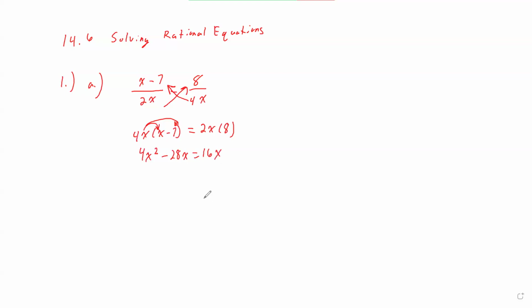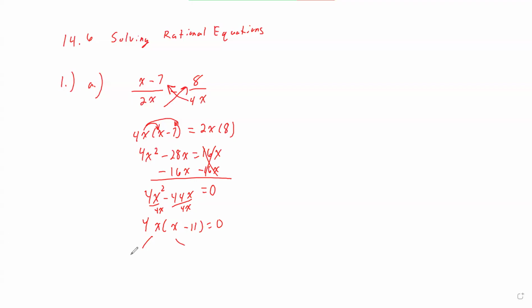So our goal here is to then solve this using our factoring techniques. But before we can do that with quadratics, we have to set it equal to 0. So I'm going to subtract 16x from both sides. This gives us 0. Negative 28 minus 16 is negative 44. And then bring down the 4x squared. I can see that they both have a 4 in common and an x in common. So I'm going to factor out 4x. And when I do that, that gives me (x minus 11) equals 0.